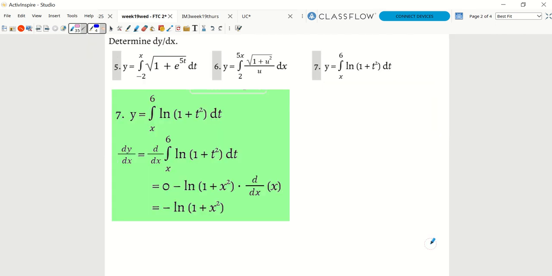Let's go to 7. First of all, this is kind of unnecessary. That 0 is unnecessary, and this is unnecessary. So that may have been what confused people.